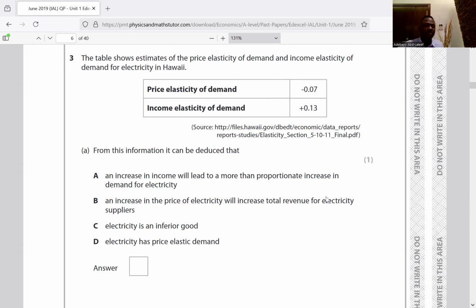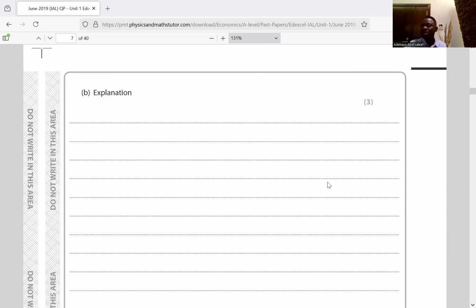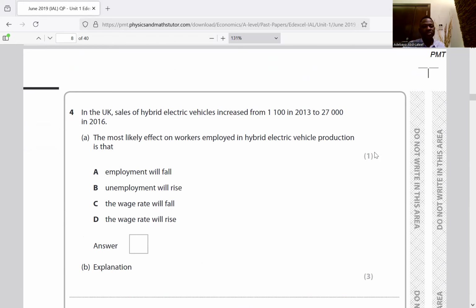Is it clear? And what you are supposed to write, I explained already. You define PED, you define YED, and you state the reason why it is PED. Here, the total revenue increases, because the price elasticity of demand here is inelastic, irrespective of what the price is, the quantity demanded will not change, and that would increase the total revenue. Is it clear? So go to question 4.